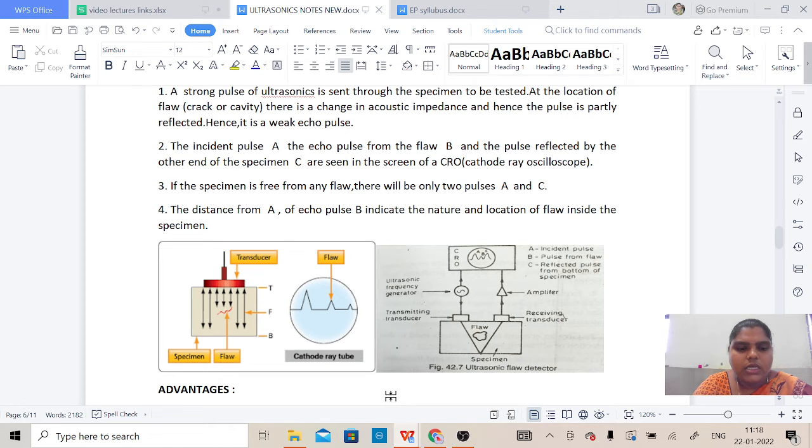Okay, see in this diagram there is a specimen. If there is a flaw, some portion of the wave will be reflected. We will observe it like this, and we are using a transducer. This is a CRO, this is a frequency generator, and this is a transducer, that means a transmitting transducer and a receiving transducer. Whenever there is a flaw, it will appear like this and it will be amplified.